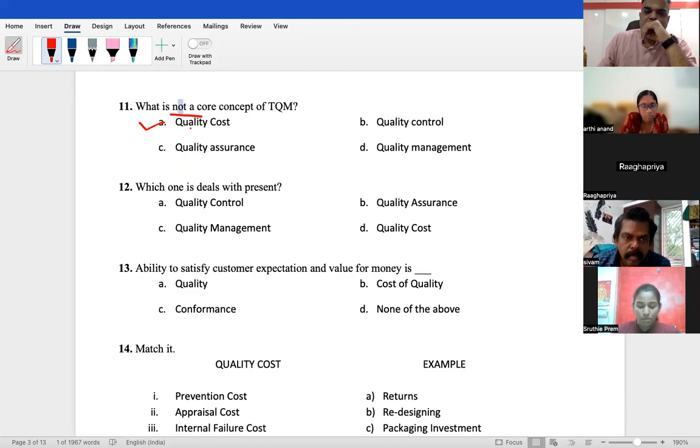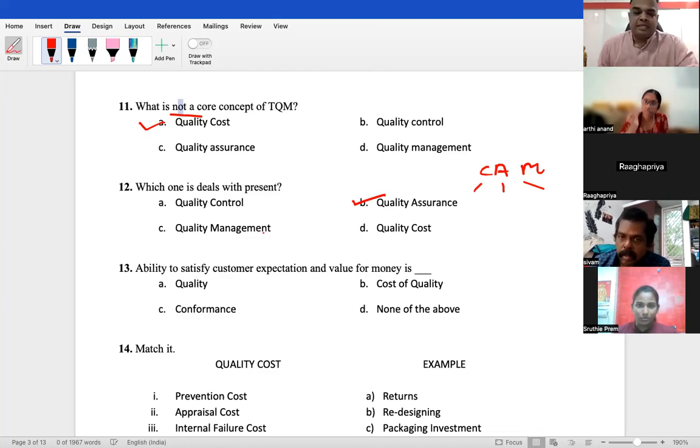Which one of these deals with present? Quality control, quality assurance, quality management. Quality assurance. Easy way to remember: first, you should be a chartered accountant. Professional qualification is needed, then only you can manage the company. So past, present, future. Easy for understanding.